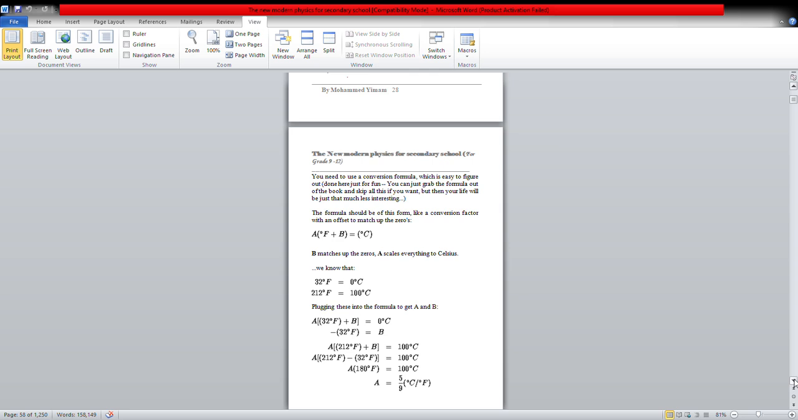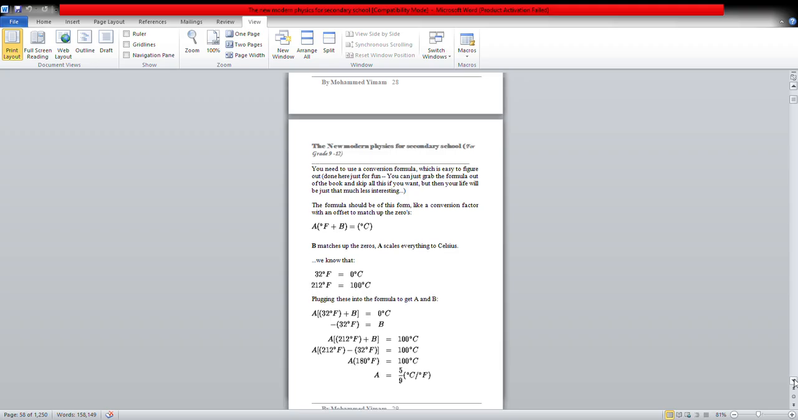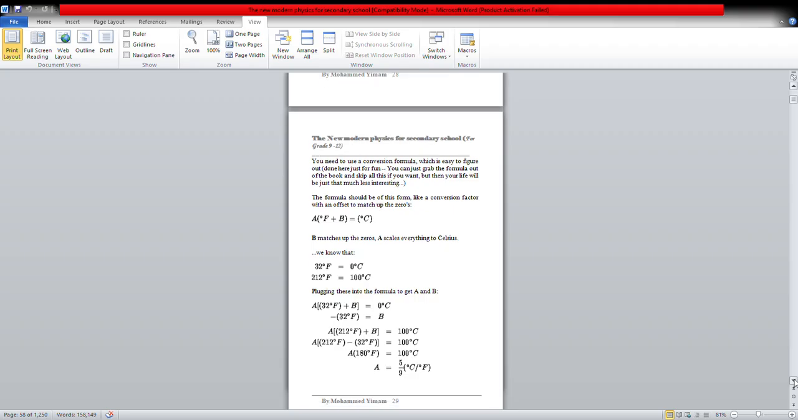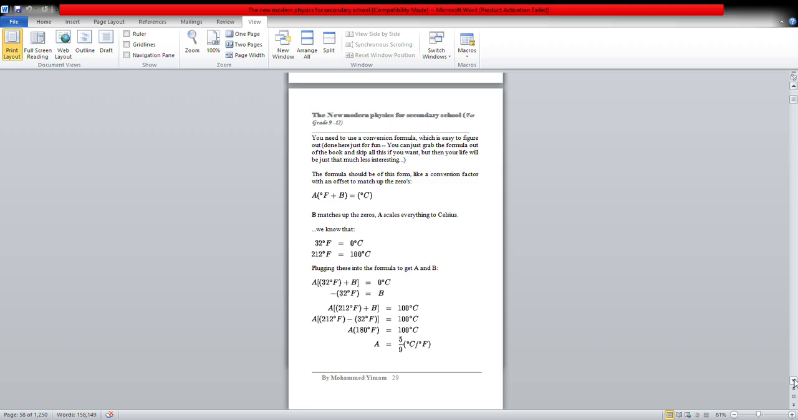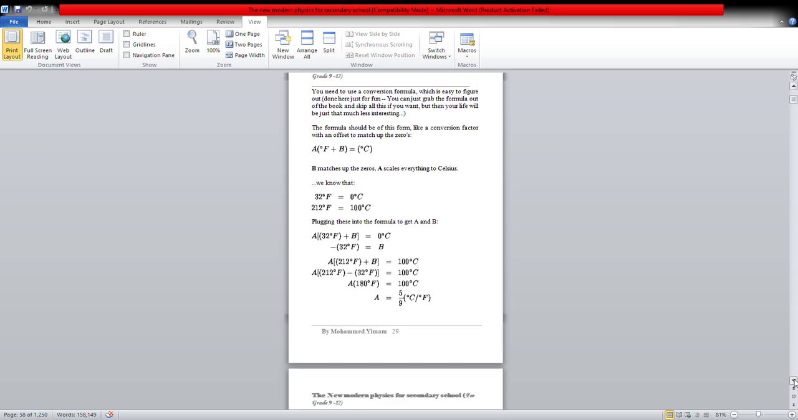You need to use a conversion formula, which is easy to figure out. Just for fun, you can grab the formula out of the book and skip all this if you want, but then your life will be just that much less interesting. The formula should be like a conversion factor with an offset to match up the zeros: A times degrees Fahrenheit plus B is equal to degrees Celsius. B matches up the zero. A scales everything to Celsius.